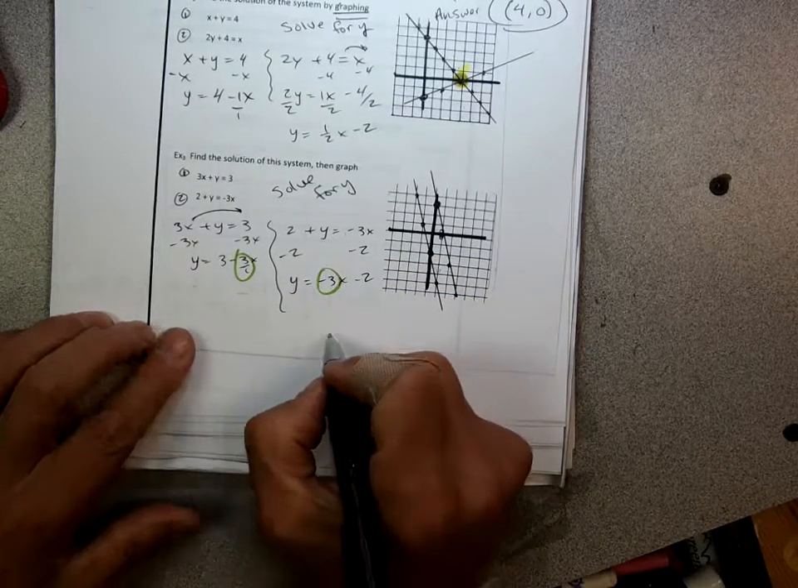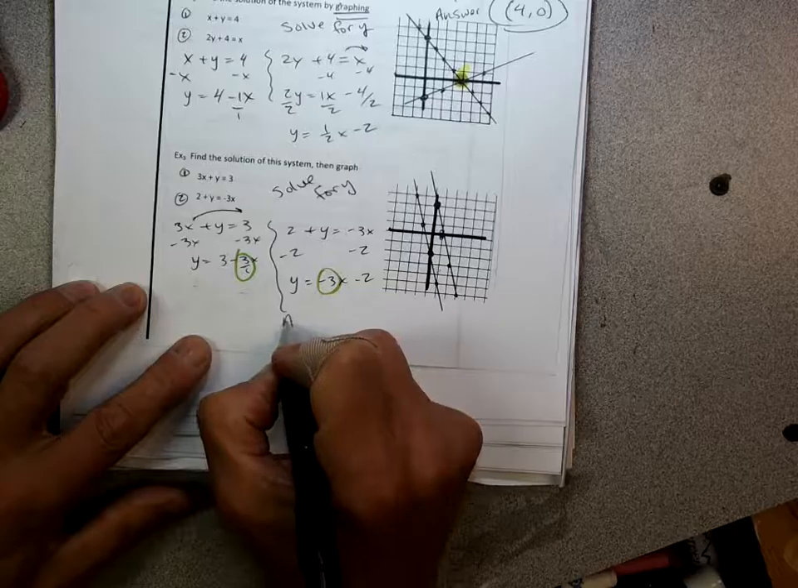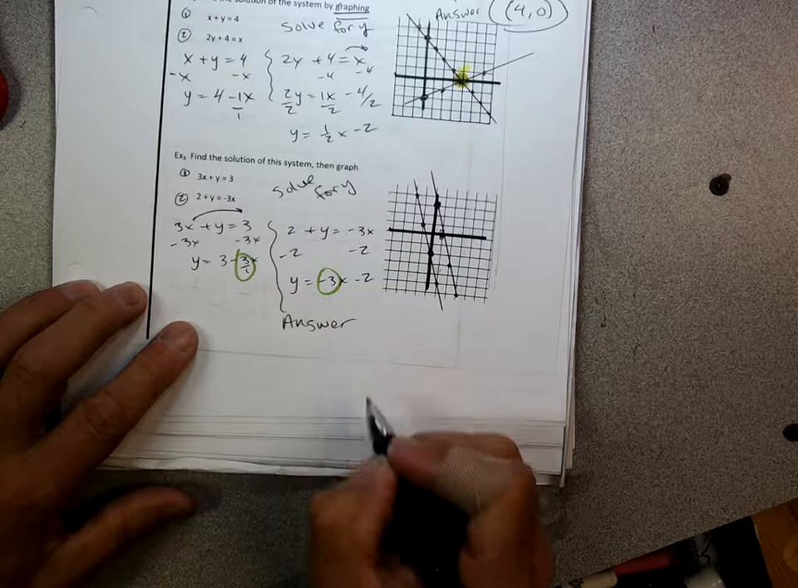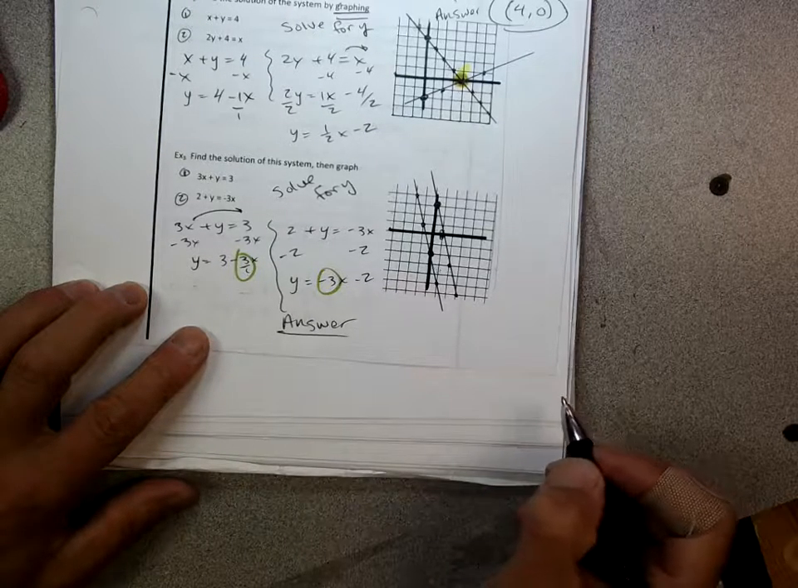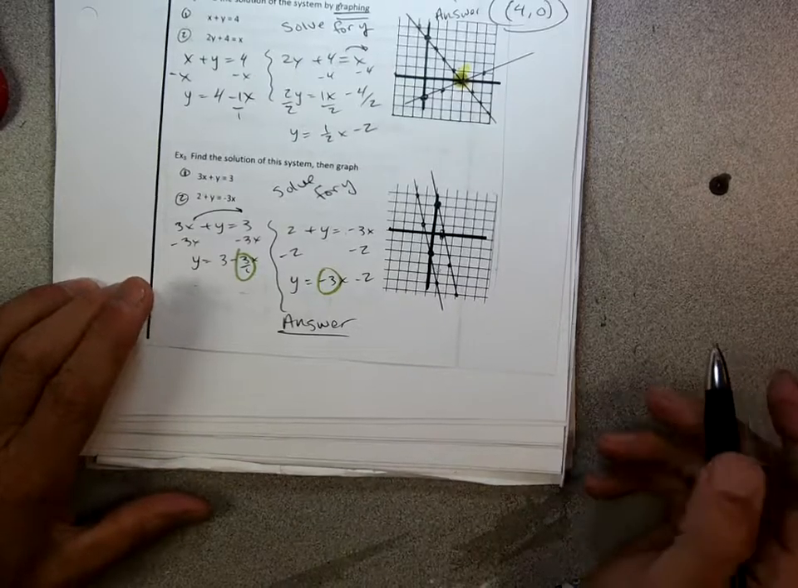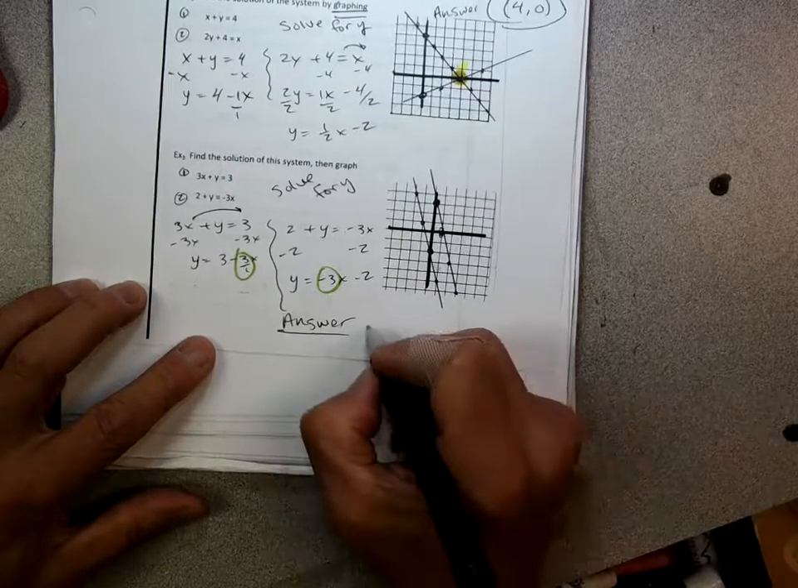But parallel is not the answer. The answer is where they intersect. Where do they intersect? Never. So how do we say that? They say there's no solution.